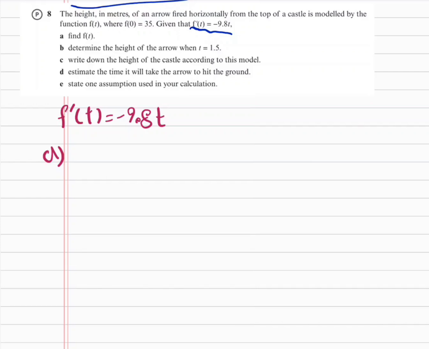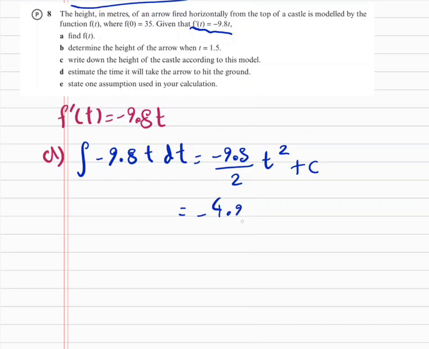So when we are given the derivative and we want to find the function, we need to integrate the derivative. So in this case, to find f of t, we integrate minus 9.8 t with respect to t. So this simply gives us minus 9.8 divided by 2 t squared plus c, which is equal to minus 4.9 t squared plus c. So we are given a point, and whenever we are given a point, we need to find the constant of the integration.